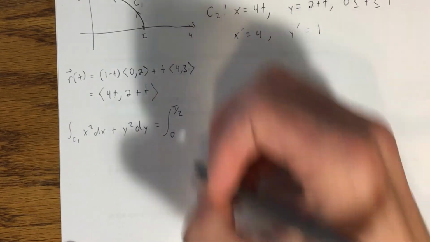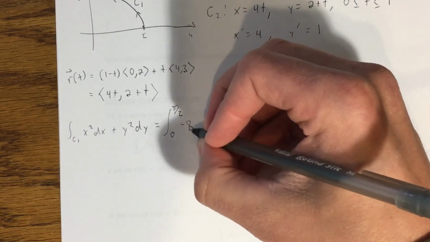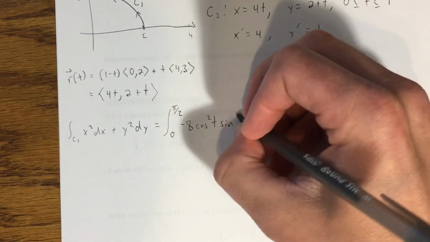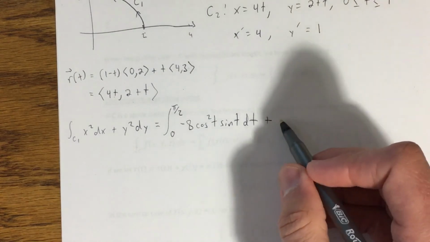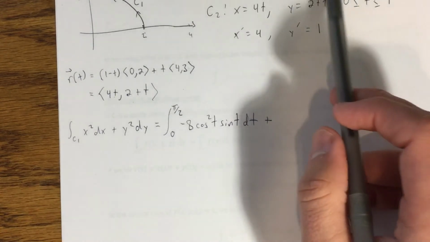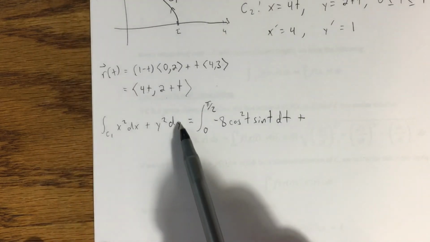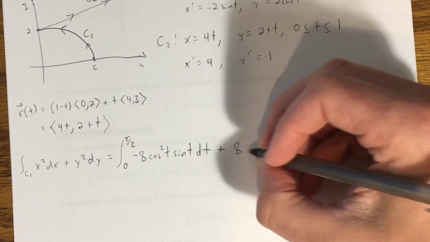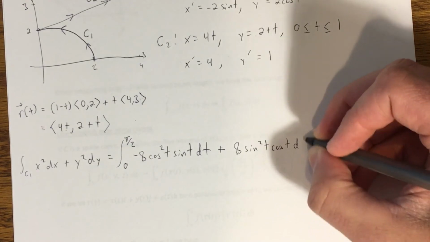0 to pi over 2. This will look like, after multiplying everything, negative 8 cosine squared of t sine of t dt plus, notice I'm not going to write a second integral here. I'm going to keep this all as one integral. Y squared is equal to 4 sine squared of t times dy, which would be 2 cosine of t. That's going to give me 8 sine squared of t cosine of t dt.